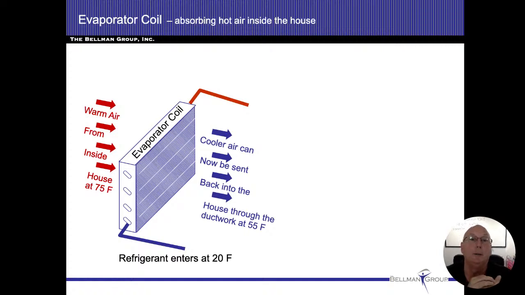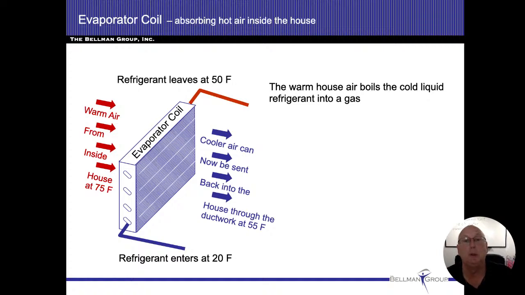So the evaporator coil, and we really give two names in air conditioning: we have a condensing coil and an evaporator coil. If you think about what I just talked about, when we're evaporating, we're changing from a liquid to a gas, and when we're condensing, we're changing from a gas to a liquid. Refrigerant enters at about 20 degrees Fahrenheit. I think that was the first number I threw out there. We're going to assume that the house is somewhere around 75 degrees, and this is a simple test we can do as well. It's going to change from a liquid to a gas.